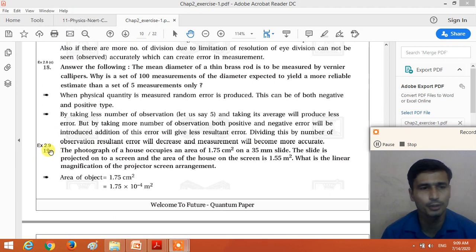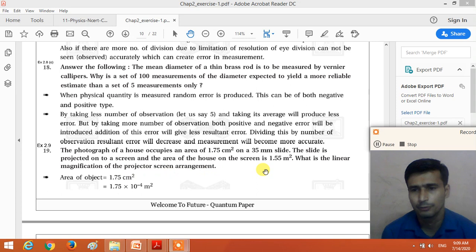Exercise question number 2.9. The photograph of a house occupies an area of 1.75 centimeter square on a 35 mm slide. The slide is projected onto the screen, and the area of the house on the screen is 1.55 meter square. What is the linear magnification of the projector screen arrangement?